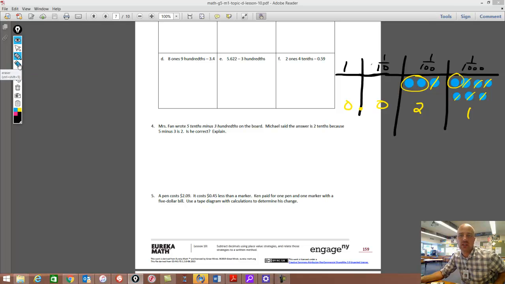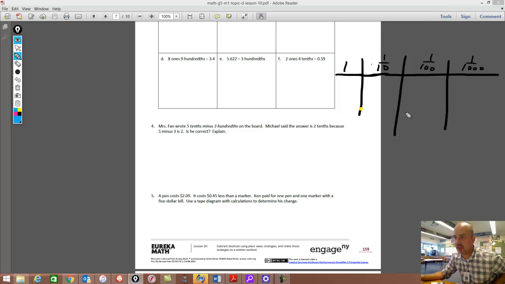Okay, and so what I'd like to do is put that into a visual model so I can see it. I know the answer in my head, but I'd like to see it. I have 5/10, so that's 5 here, 2, 3, 4. That's 5/10. And what we're subtracting is this 3/100ths, and that's here. And so I need to take away 3/100ths, not 3/10.